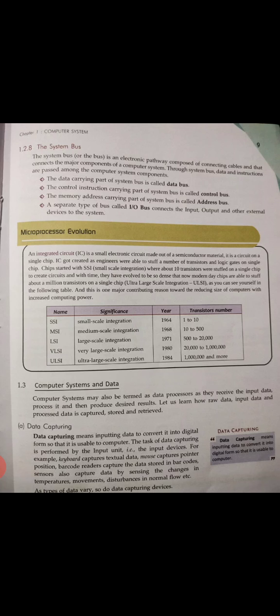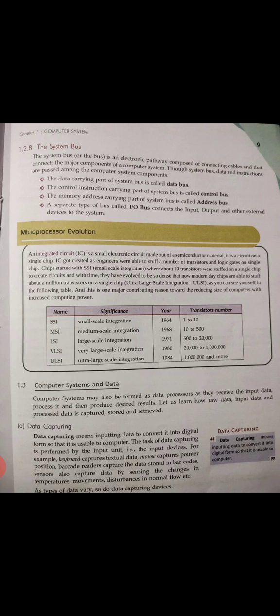Now student, you might be thinking what is bus here. Okay, bus, as we know, the use of a bus is for transportation, to send or to carry passengers from one place to another. Here also, the system bus is an electronic pathway composed of connecting cables, and that connects the major components of the computer system, which is used for data flow. Okay, data flow means it sends and receives data from one place to another.